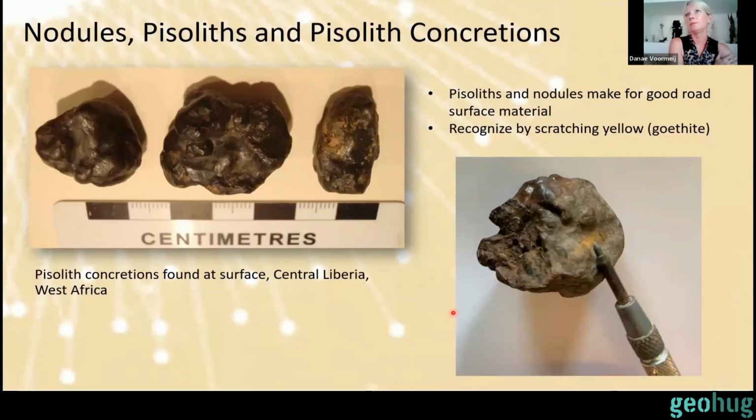Nodules, pisoliths, and pisolith concretions, they're all pretty much made of goethite. Here I scratched it a bit. You can see the yellow inside of the goethite. And they make for great road surface material. So if they're in your area, you may want to consider using that to armor your road a bit against that laterite mud.